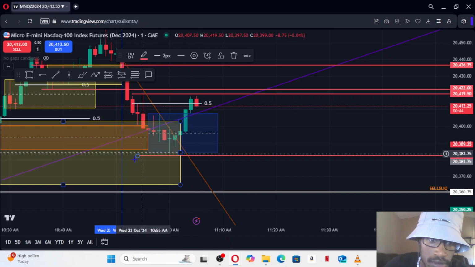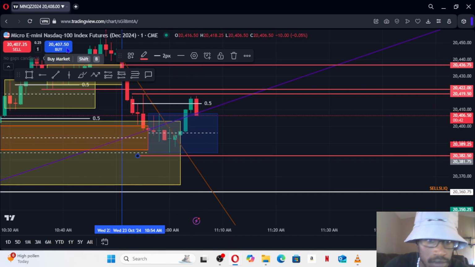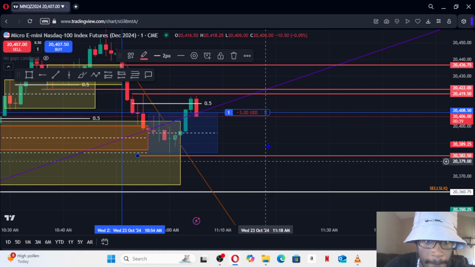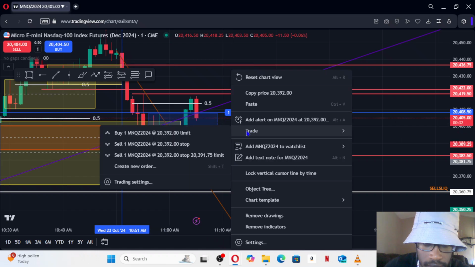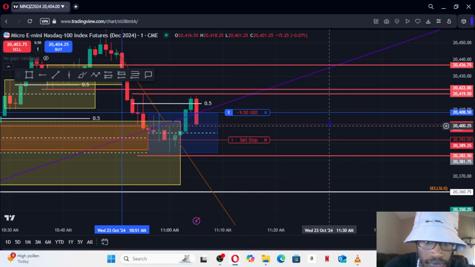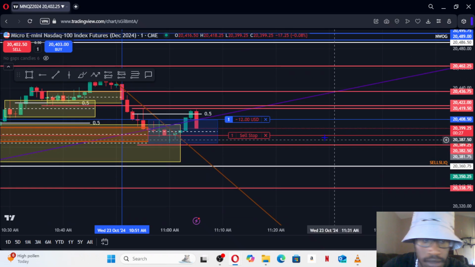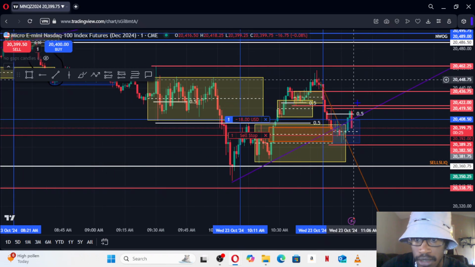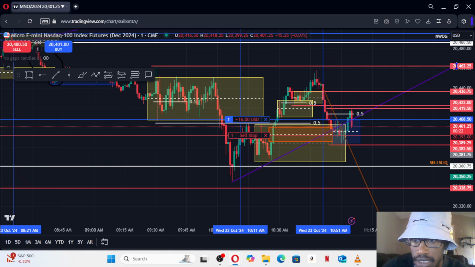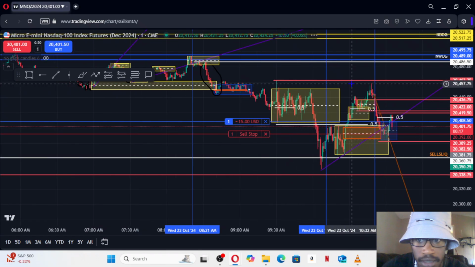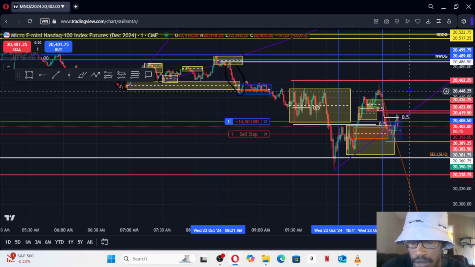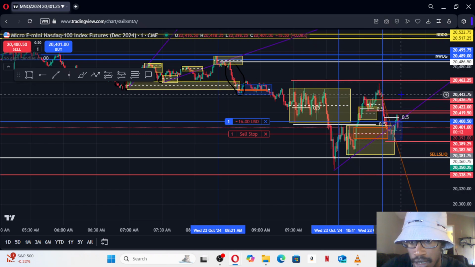Balance as well. Get in off of that. Put my stop loss here. Then my take profit will be the high. Well, we should be coming up to that swing.